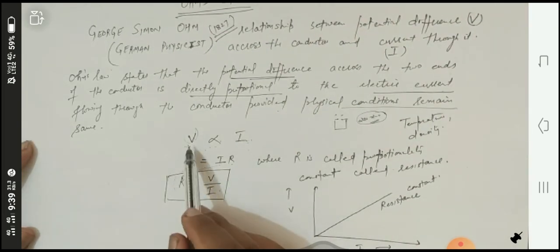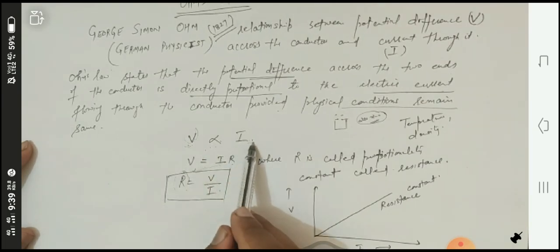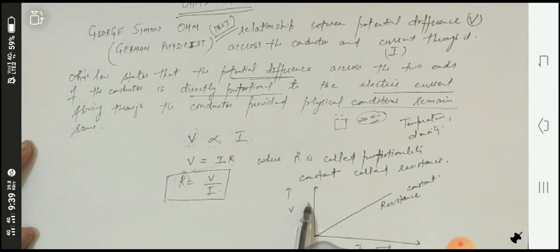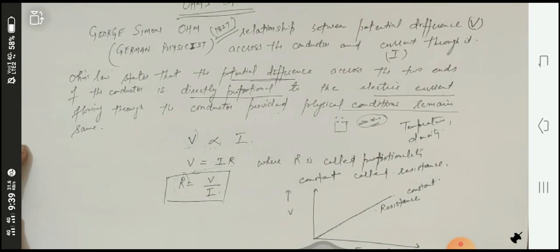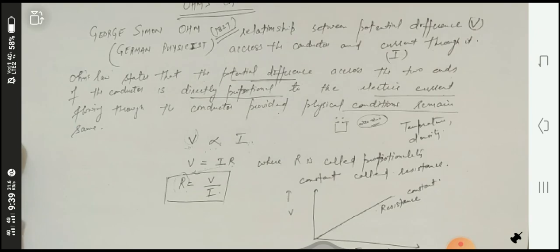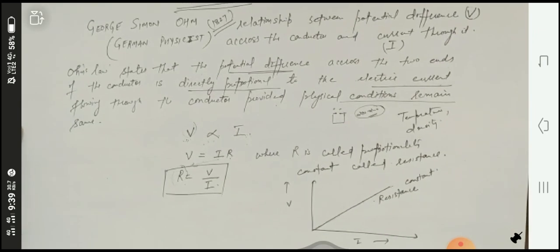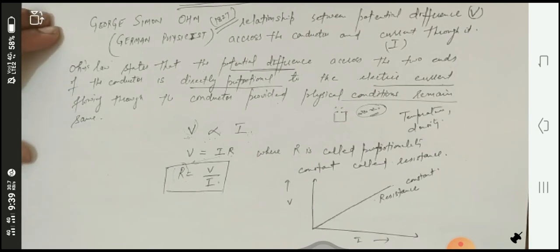So V is directly proportional to I, meaning when you increase the potential difference, the current will increase. So it will give you a straight line that represents the constant resistance. Is that clear, everyone?